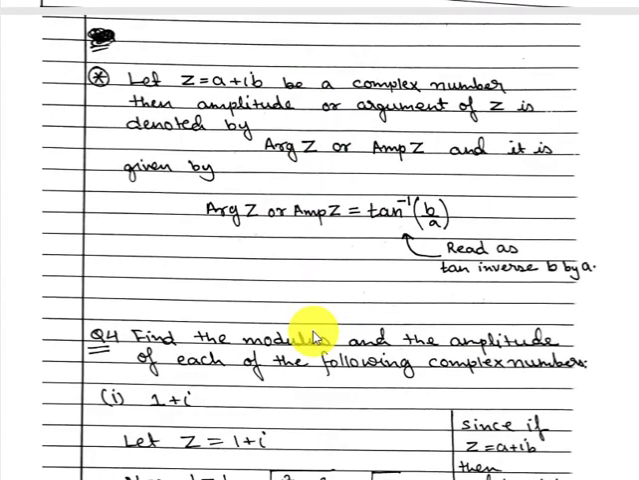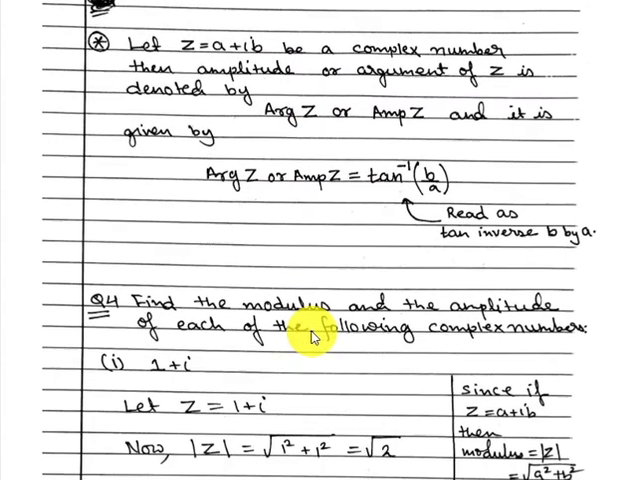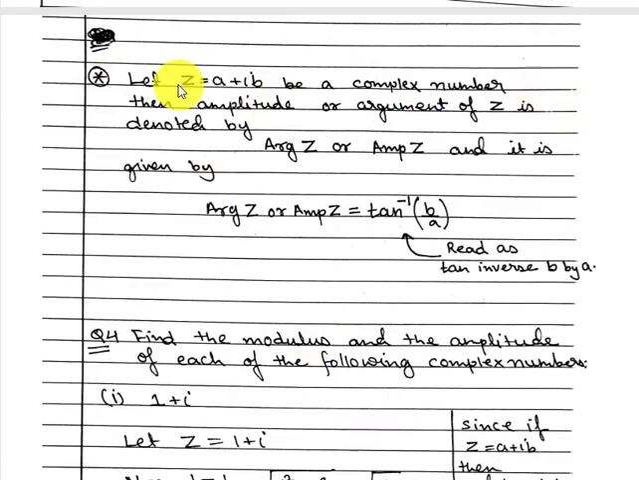Before we proceed on to the next question, the next topic is amplitude or argument of a complex number. Suppose we have a complex number z is equal to a plus ib, and we want to find the amplitude of this complex number. We also call it the argument. So either you say amplitude of z or argument of z, both imply the same.